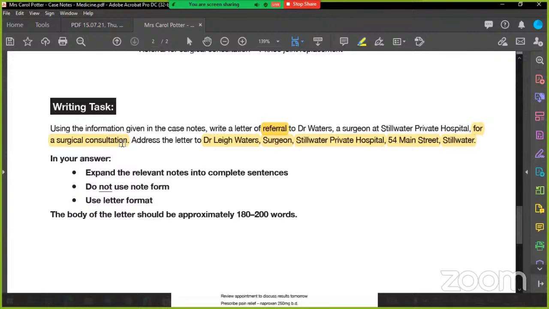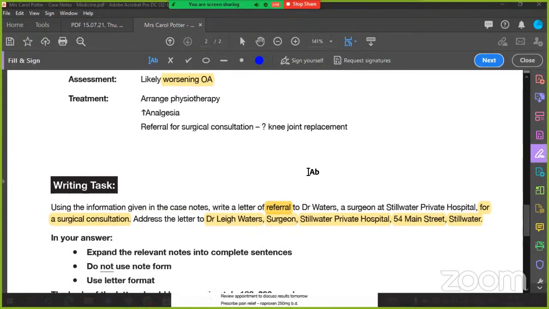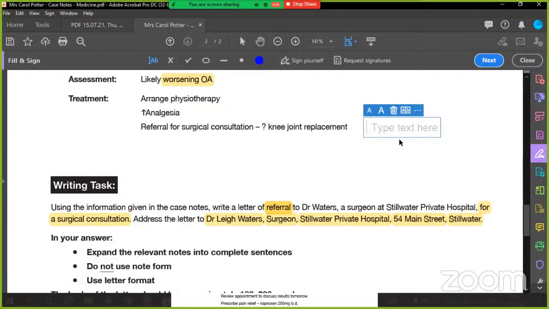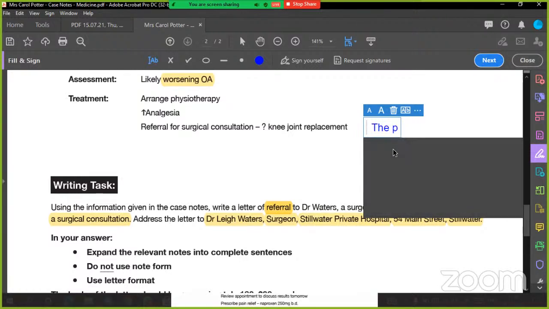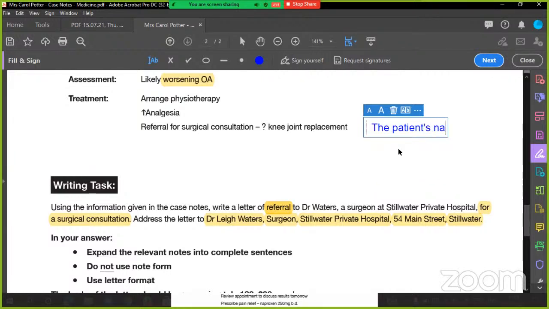There are many different ways you can write, any way you can write, but these things you write. What are the 4 different things you are supposed to write? Number 1, the patient's name.